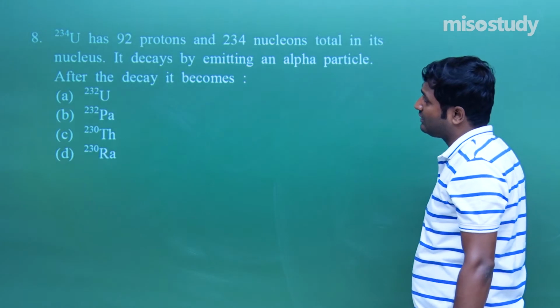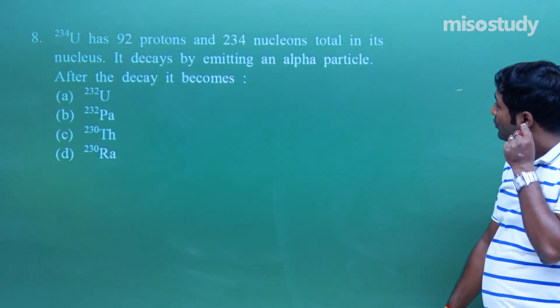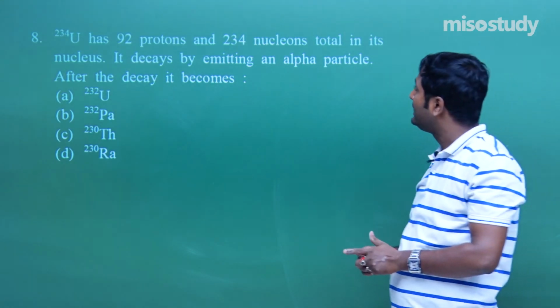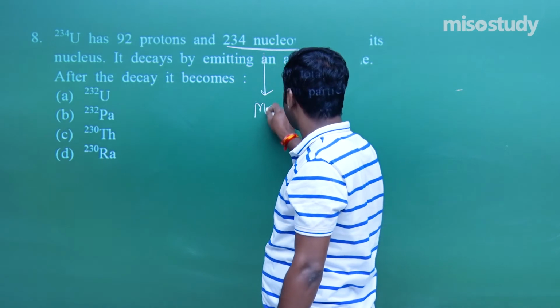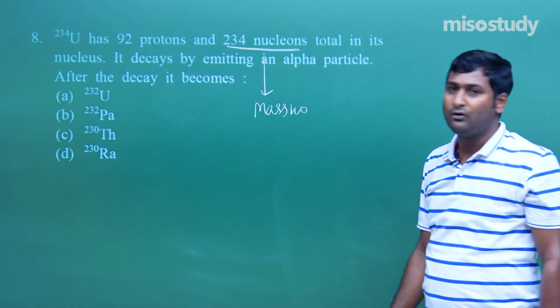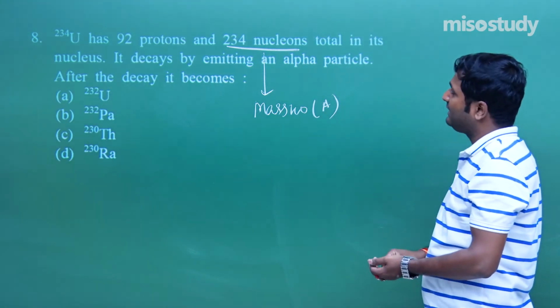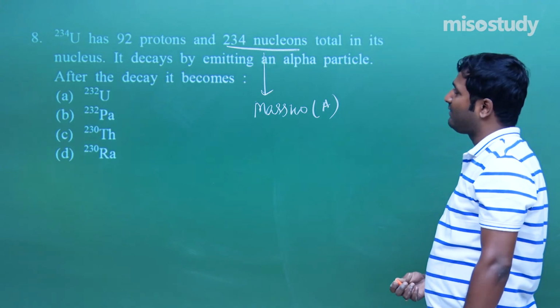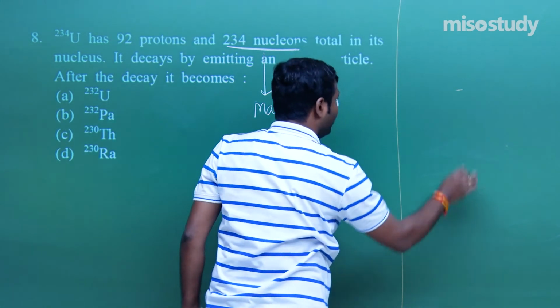That is question number 8. Uranium-234 has 92 protons and 234 nucleons. What are nucleons? Nucleons is just the mass number, friend. Nucleons means number of protons plus number of neutrons, that is A. If it decays by emitting an alpha particle, the symbol of the product is X.